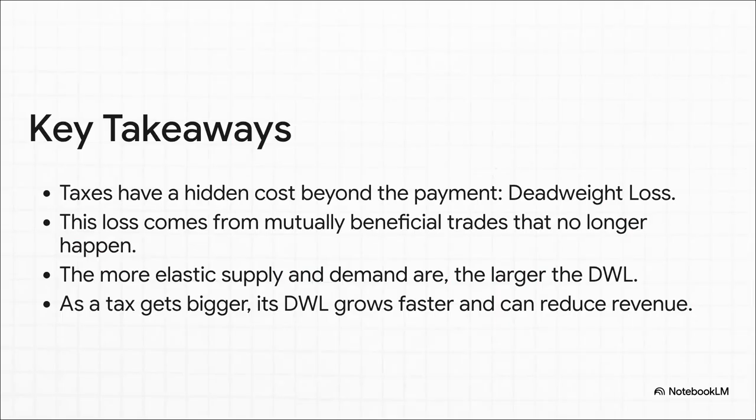Okay, so let's wrap this all up. Here are the big ideas to take with you. 1, taxes have a hidden cost called deadweight loss. 2, this loss is just the value of all the good deals that a tax prevents from happening. 3, the size of that loss totally depends on elasticity, how much people react. And 4, bigger taxes don't always mean more money for the government.